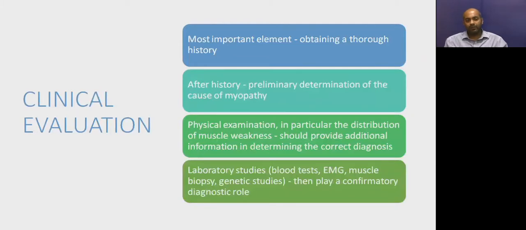So coming to clinical evaluation. This is the proper clinical approach. The most important element is to obtain a thorough history. After history, we should have a preliminary determination of the cause of myopathy. Then we move on to physical examination, in particular the distribution of weakness, which should provide additional information in determining the correct diagnosis. Last will be the laboratory studies: blood tests, EMG, muscle MRI, neuromuscular ultrasound, genetic studies. They play a confirmatory diagnostic role.